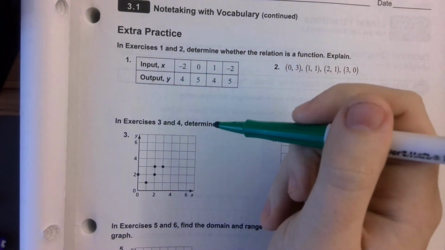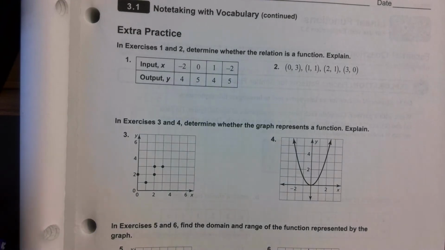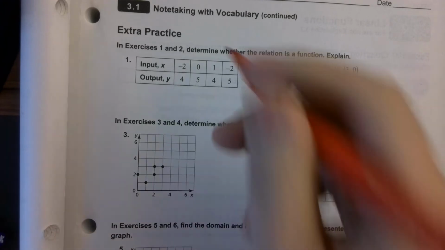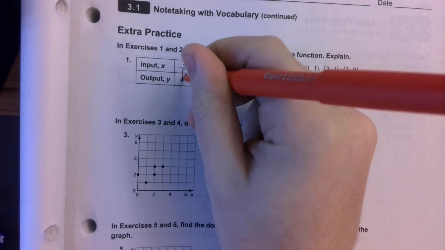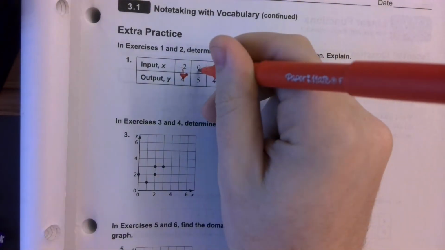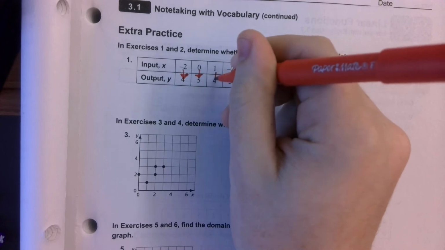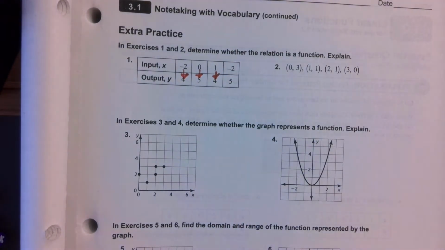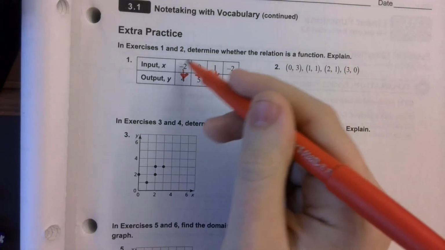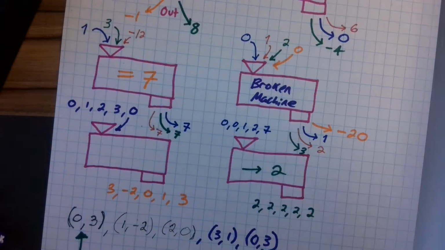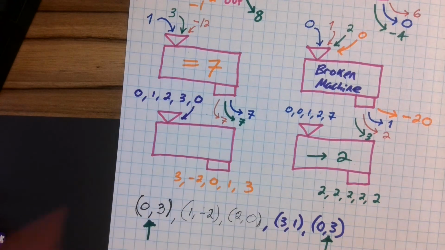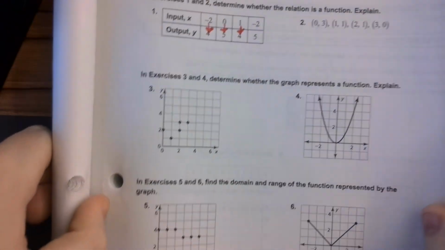When we look at a problem like number 1, we have to ask ourselves, does every input have exactly 1 output? So, in this case, let's take a look. -2 gives us an output of 4. 0 gives us an output of 5. 1 gives us an output of 4. You might be tempted to say, oh, but I see 4 twice. Remember, each input only needs to have 1 output, but that output could totally be the same. Just like in this rule, where everything became 7, it's okay if you have the same output a couple of times.